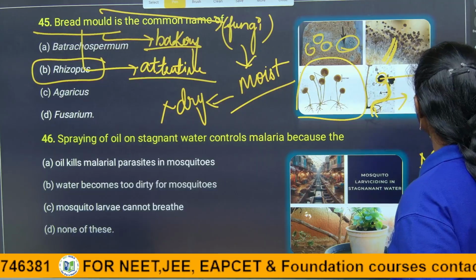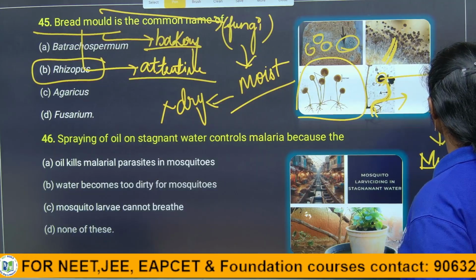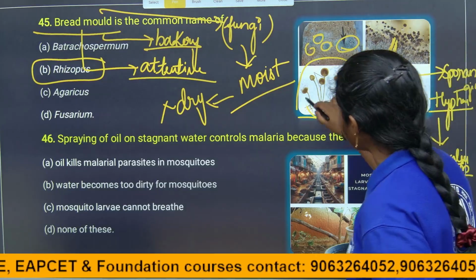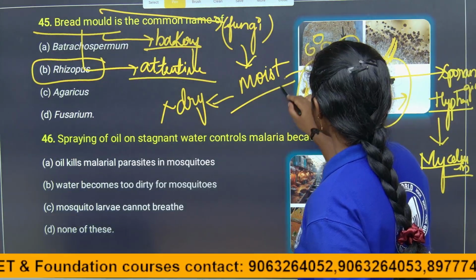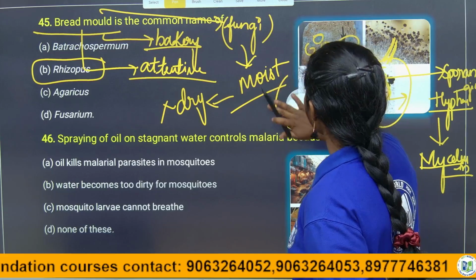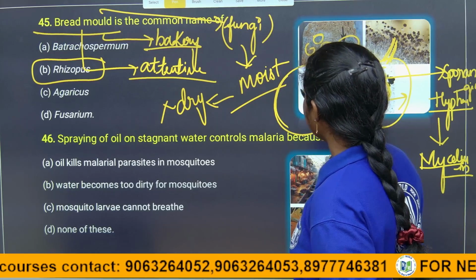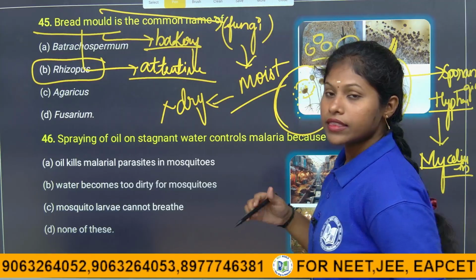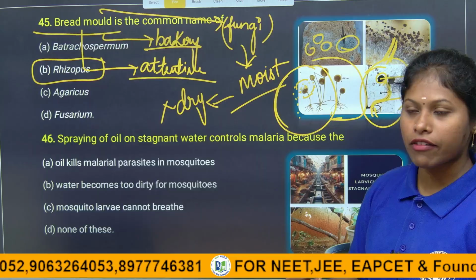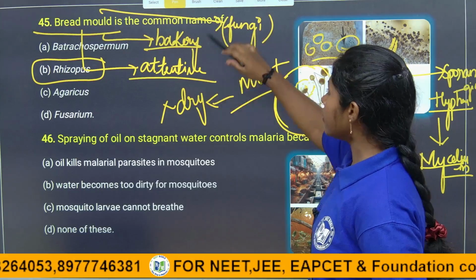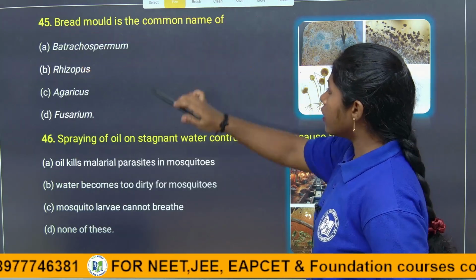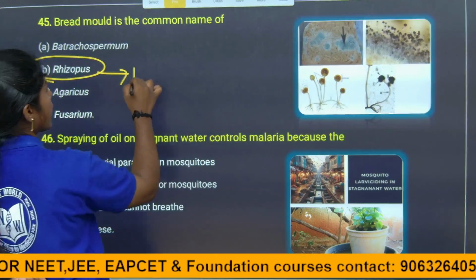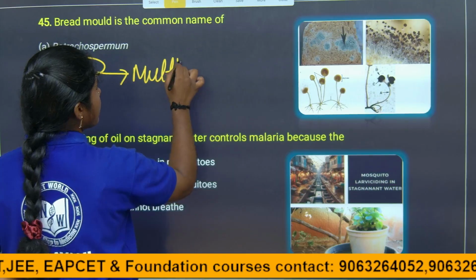There will be the presence of spores. When they are dispersed under favorable conditions, they again give rise to another Rhizopus. Here they are showing, children, how the sporangia burst and the spores are dispersed. This is how, children, it again gives rise to new growth in favorable conditions. This is about the 45th question. The answer is Rhizopus. What is it, children? Rhizopus. Rhizopus is a multicellular fungus.